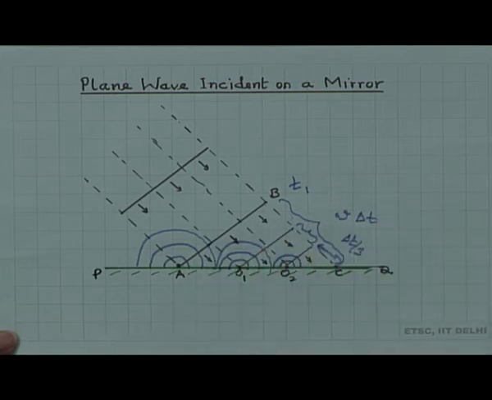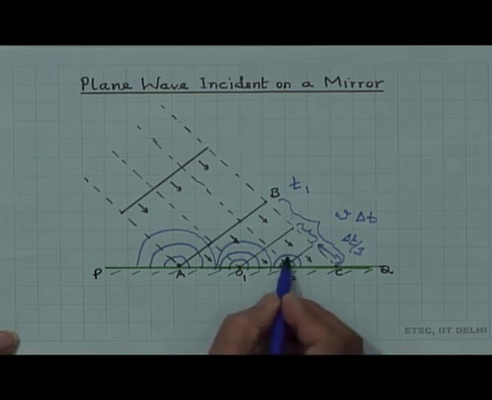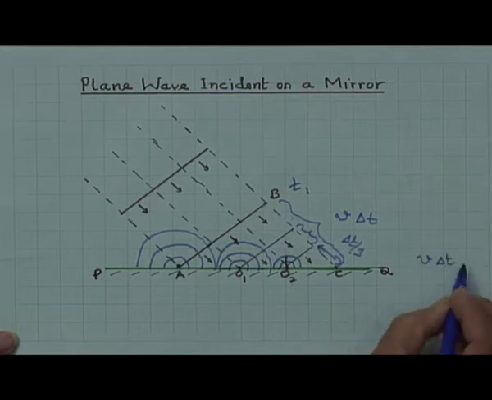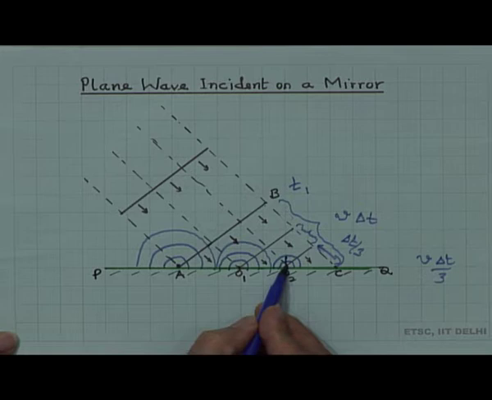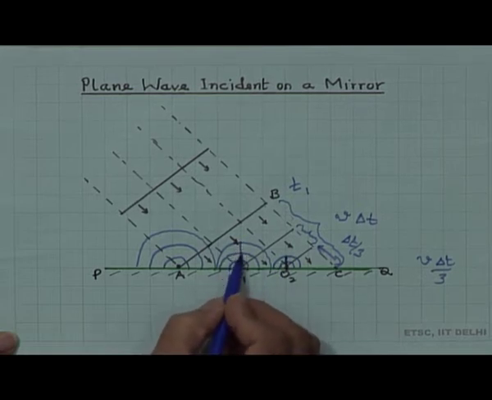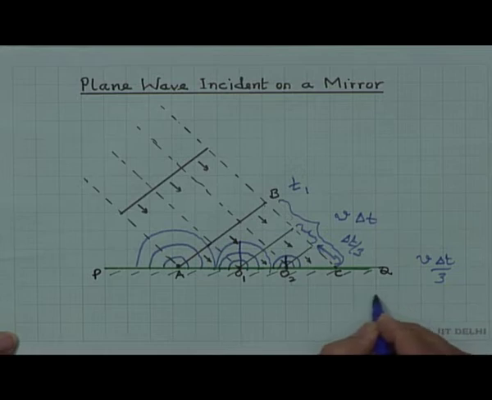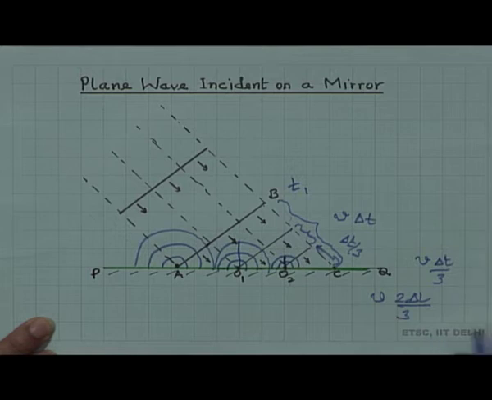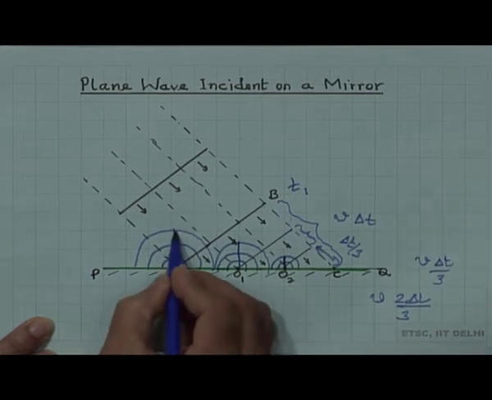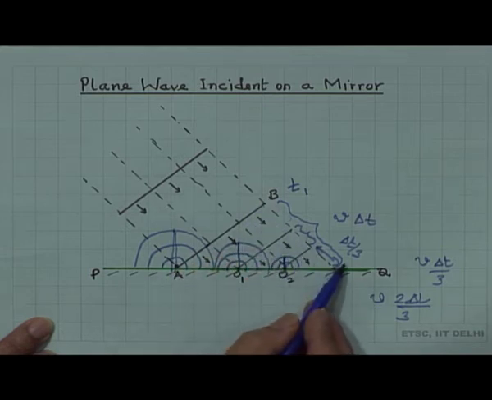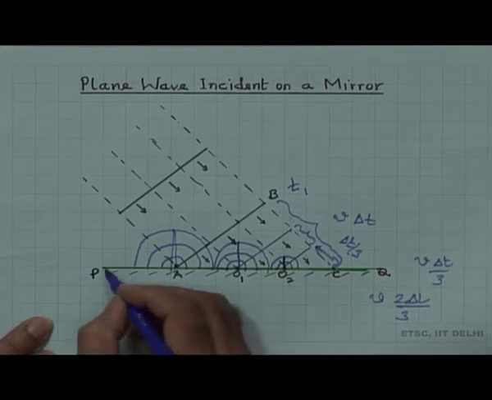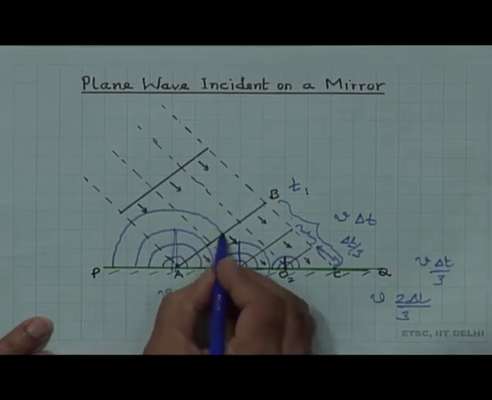I have just taken 3 different points, and therefore this radius here will be V into delta t by 3, the radius of the wavefront which is here, and this will be equal to V into 2 delta t by 3, and this radius here will be equal to V into delta t, since delta t is the time taken here, and therefore V into delta t is this distance. So, the radius will be obviously larger.